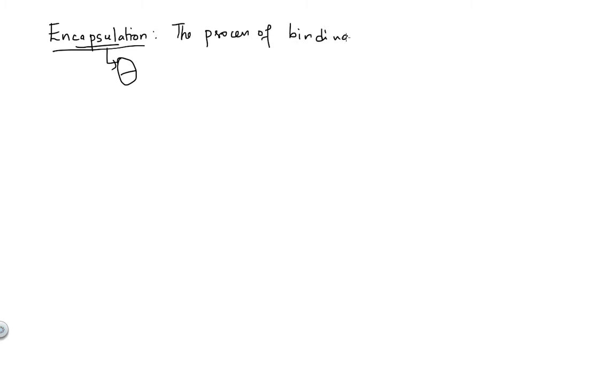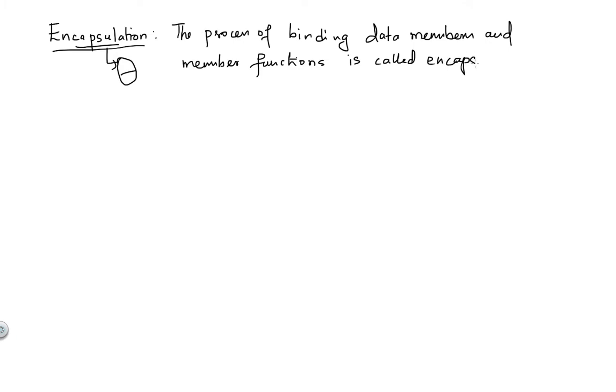So the process of binding data members and member functions is called encapsulation. Okay, what does it achieve? It achieves data hiding. Sometimes you can also say it achieves implementation hiding, you can say that also.